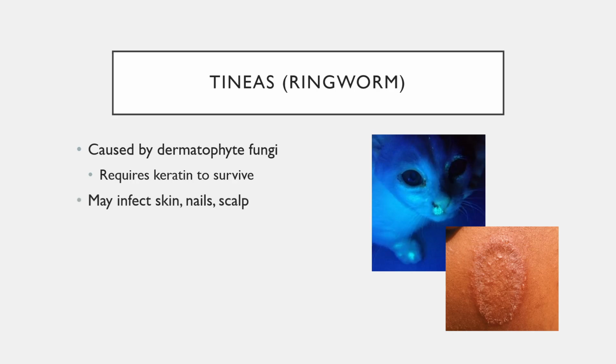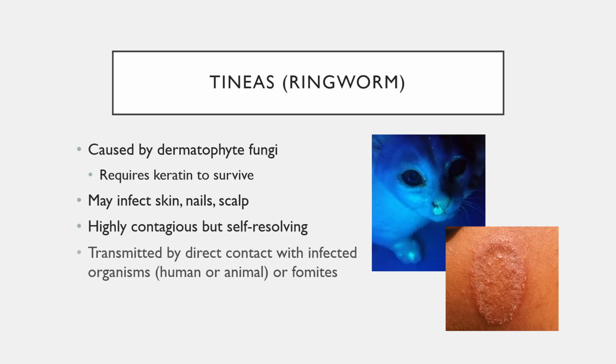They may infect the skin, the nails, and the scalp, and these infections are highly contagious, very transmissible with direct contact between individuals, but they are also self-resolving. They can be transmitted through direct contact with infected organisms that do not necessarily have to be human. Animals are susceptible to ringworm as well.